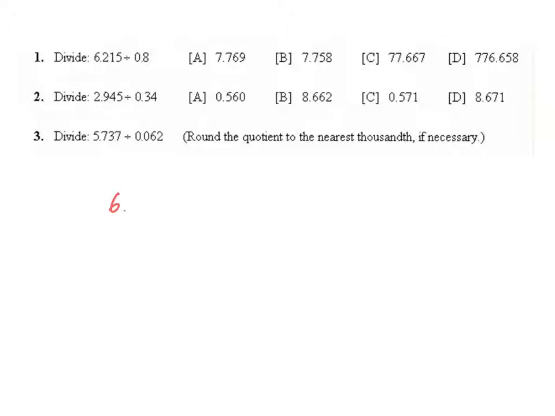On question 1, the dividend is 6 215 thousandths, and the divisor is 8/10. We don't want 8/10 to be a decimal. We need to shift this 8 over to this side of the decimal point. All of the digits to the right of the decimal, we want to shift somehow to the left by multiplying by a power of 10. In this case, I only need to shift the 8 one place value to the left, which means I need to multiply it by 1 power of 10.